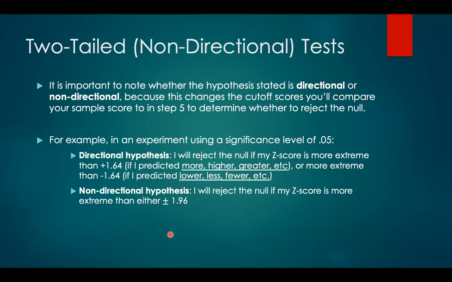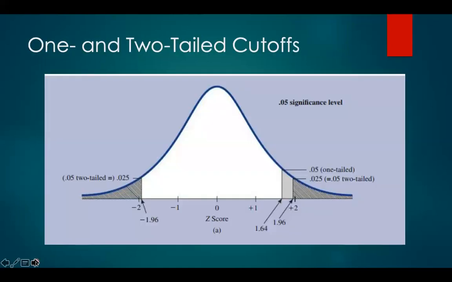But for non-directional hypotheses, I will reject the null if my z-score is more extreme than either positive or negative 1.96. So here is a visual representation of when and how the significance level, or rather the p-value cutoff, will change when we're using a one-tailed or two-tailed null hypothesis significance test.